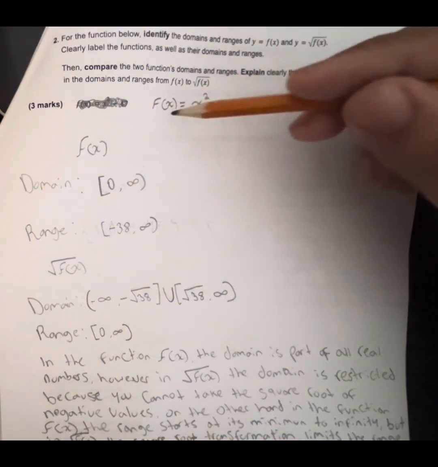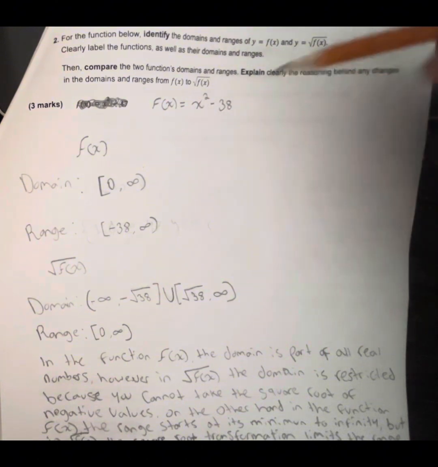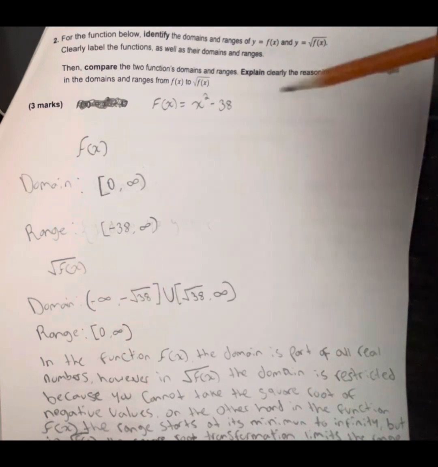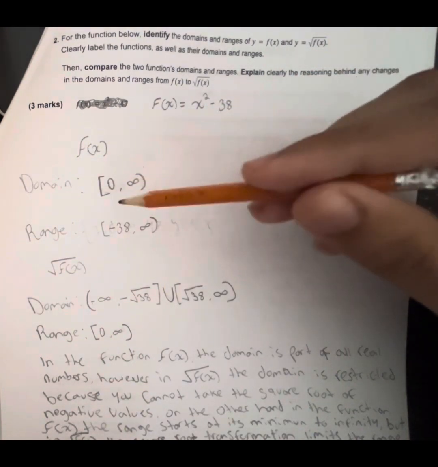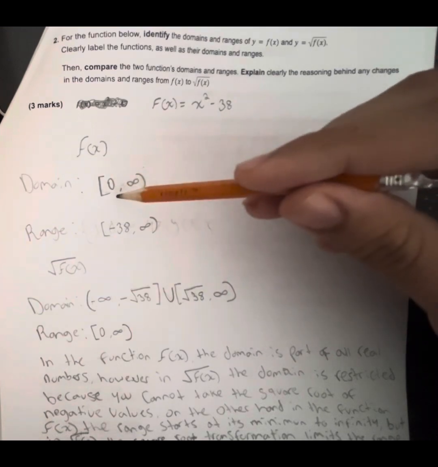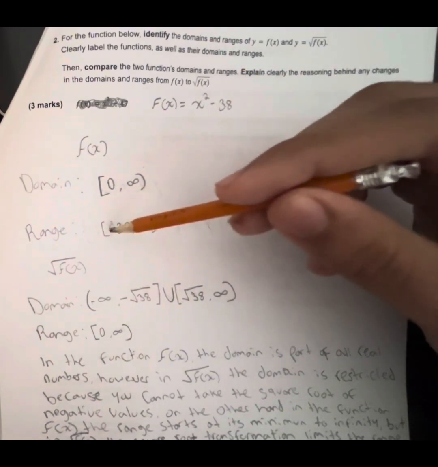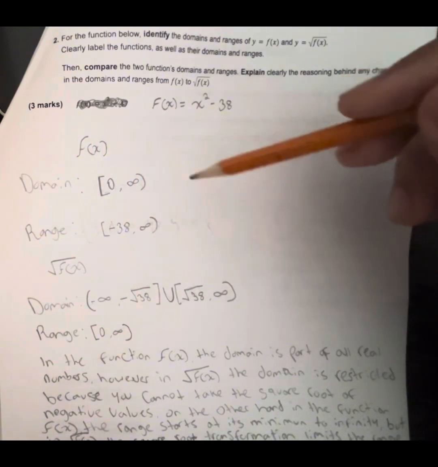So now it's going to be f of x equals x squared minus 38. So we evaluated the domain. The domain for this function f of x is going to go from 0 to positive infinity, and the range is going to go from negative 38 to positive infinity.